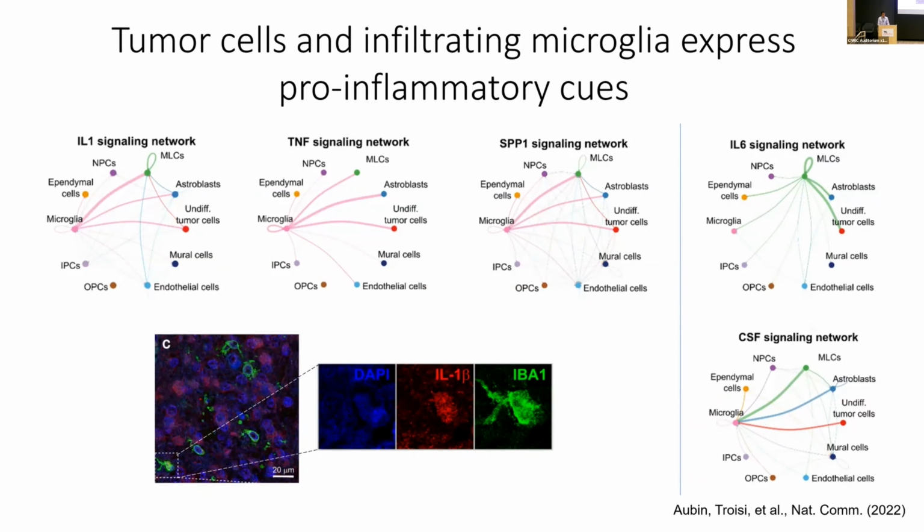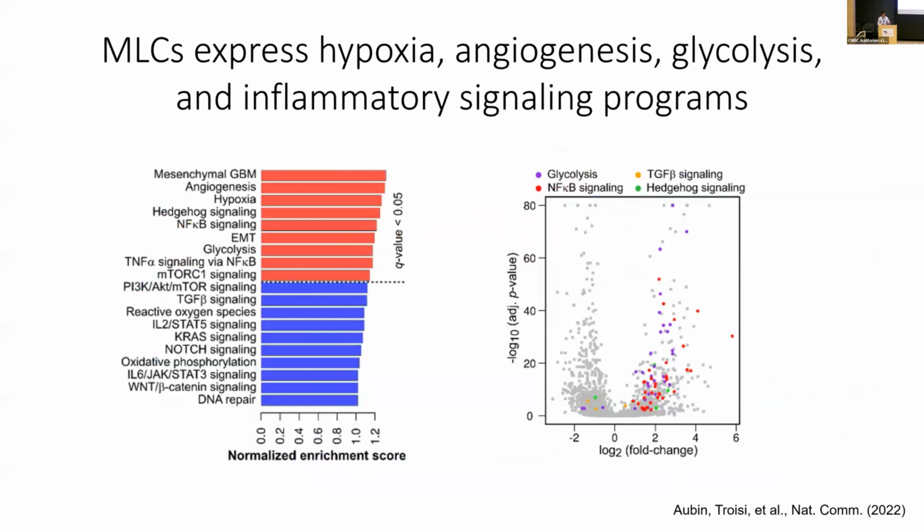So the tumor cells were expressing genes coding for chemokines that act on receptors in the microglia. And the microglia were expressing inflammatory cytokines which act on receptors on the tumor cells. So we came up with the hypothesis that maybe the tumor cells were proactively attracting microglia into the tumor, and microglia were secreting these inflammatory cytokines, triggering reactive gliosis programs in the tumor cells that then acquire a more mesenchymal phenotype.